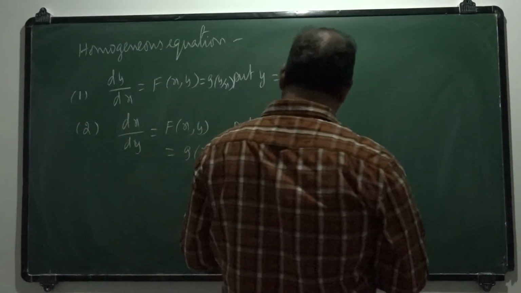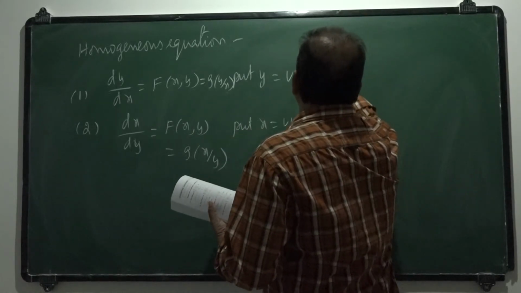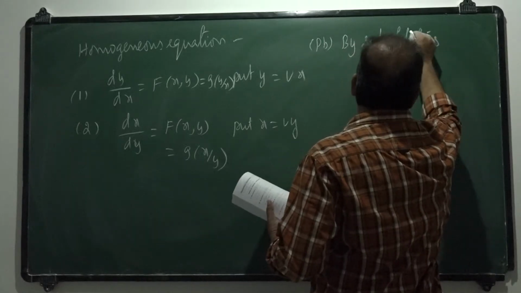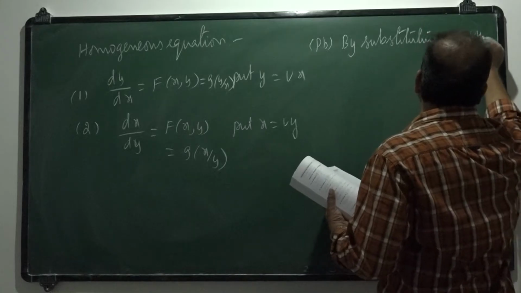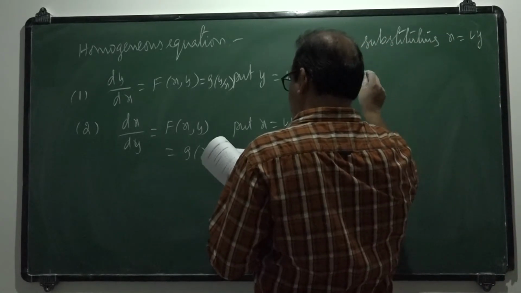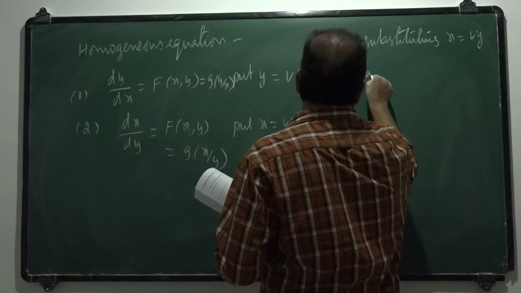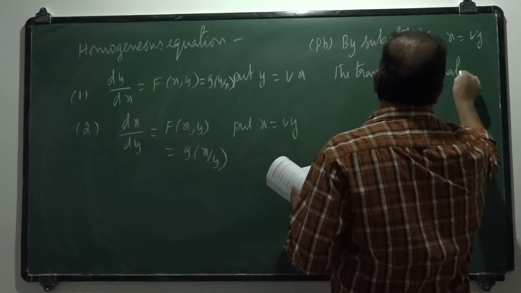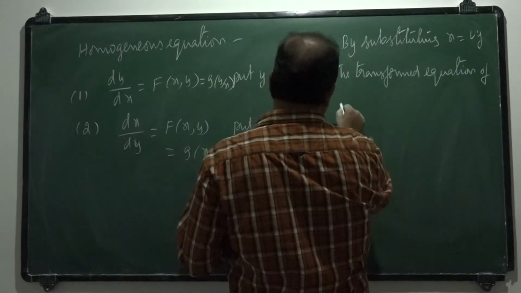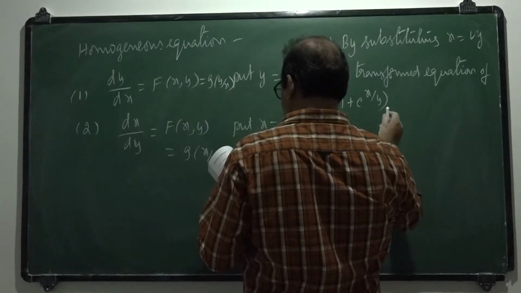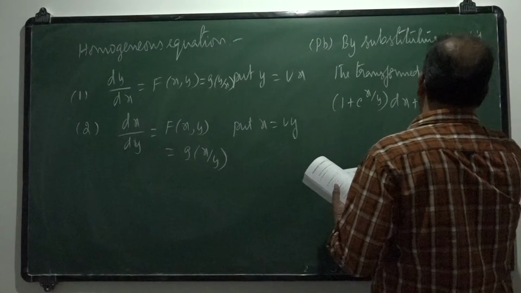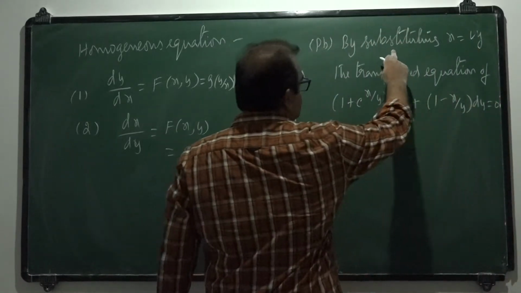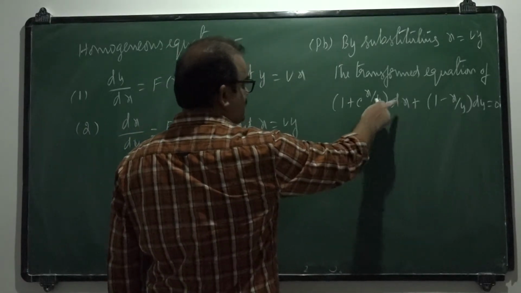Let us write one problem on this method. By substituting x is equal to v into y, find the transformed equation of (1 plus e power x by y) into dx plus (1 minus x by y) into dy is equal to 0.